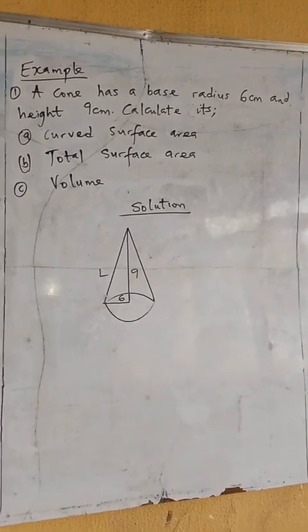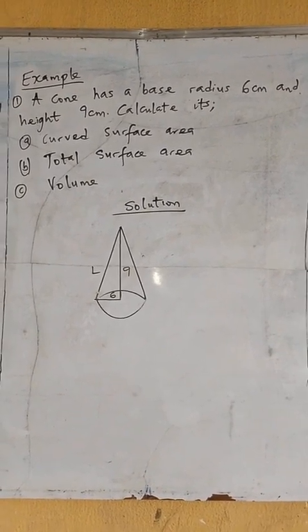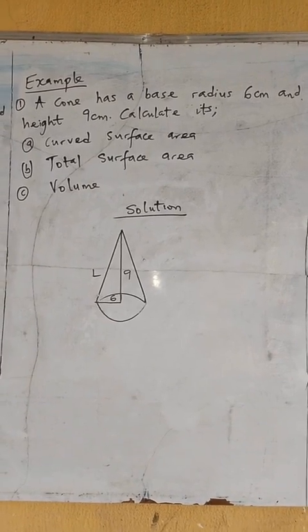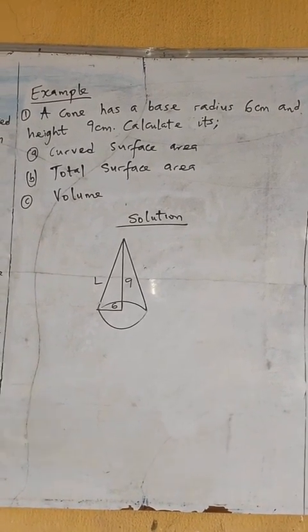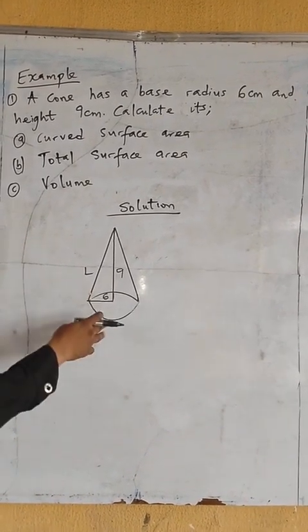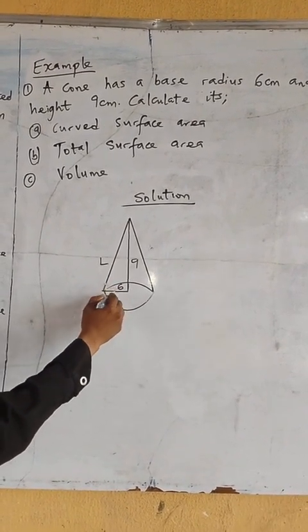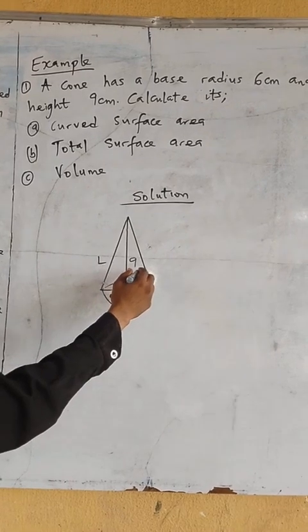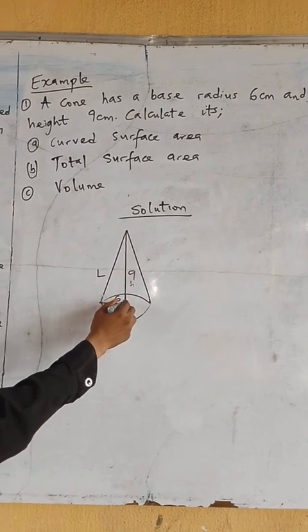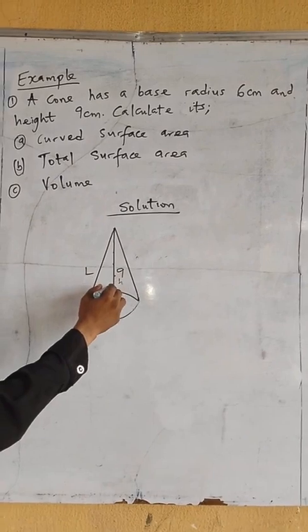A cone has a base radius of 6 cm and height of 9 cm. Calculate its curved surface area, and likewise its total surface area. I want you to take note that curved surface area is different from total surface area. So if you take note, this is the diagram I've drawn. This is your r, your radius, and this is your h, the height. The height will enable us to know how tall the cone is.